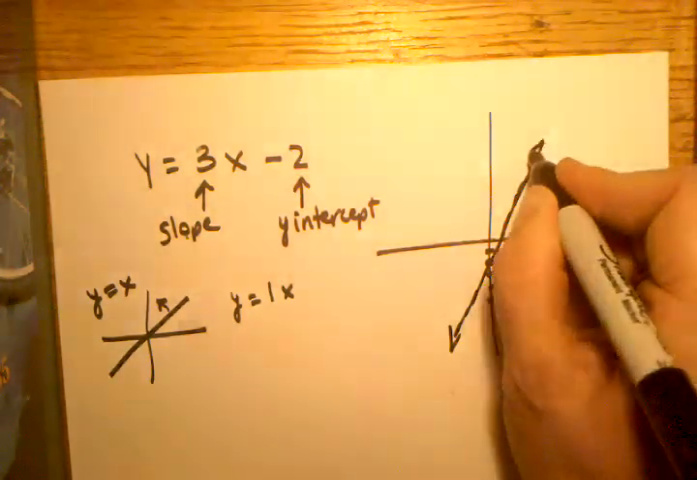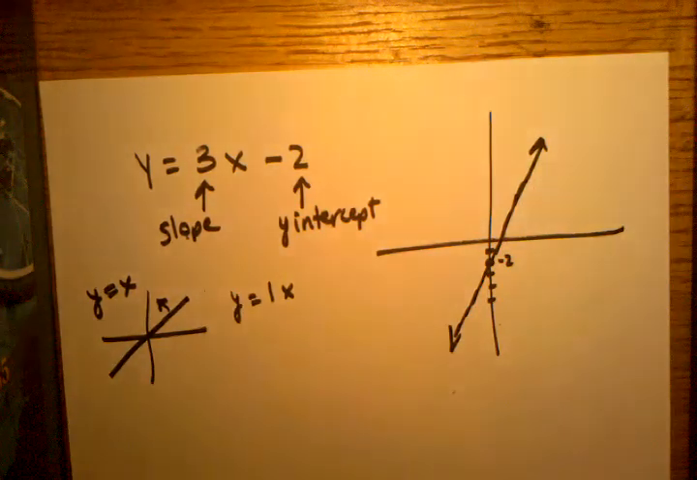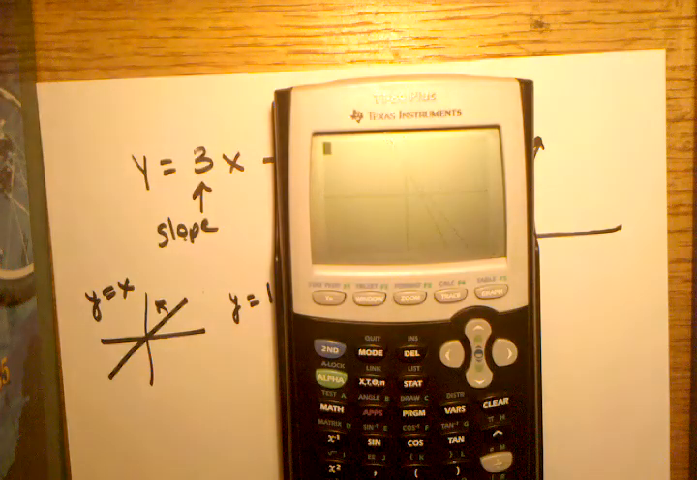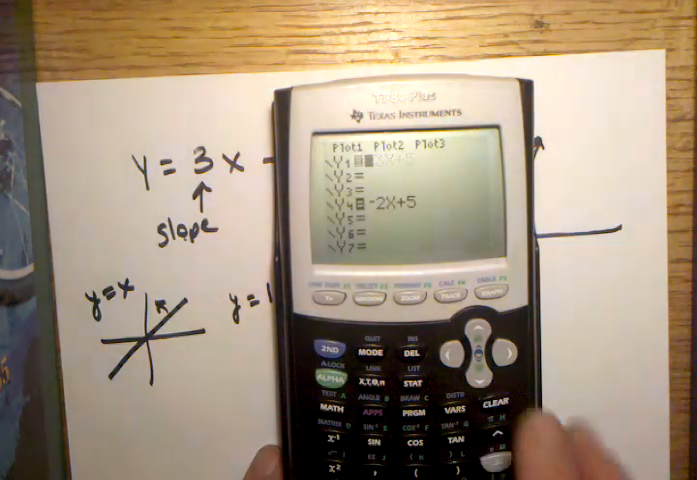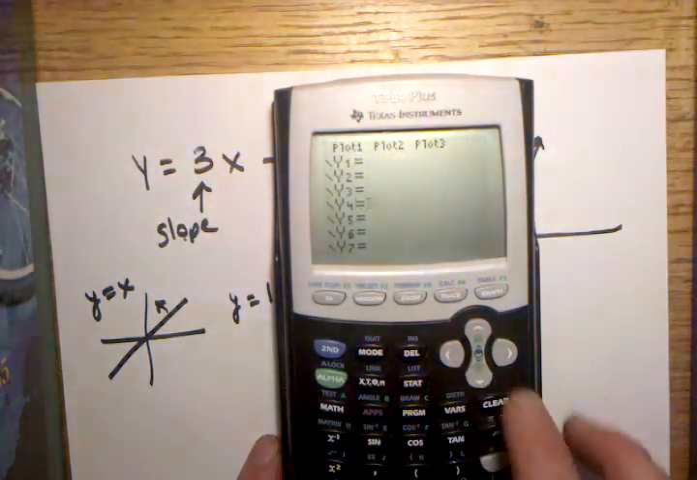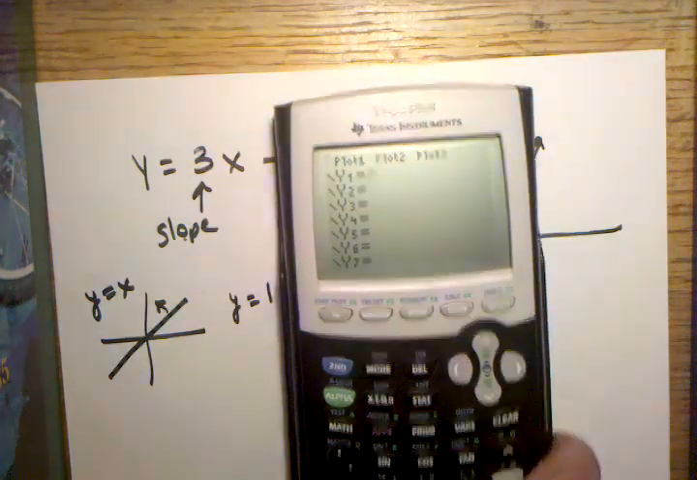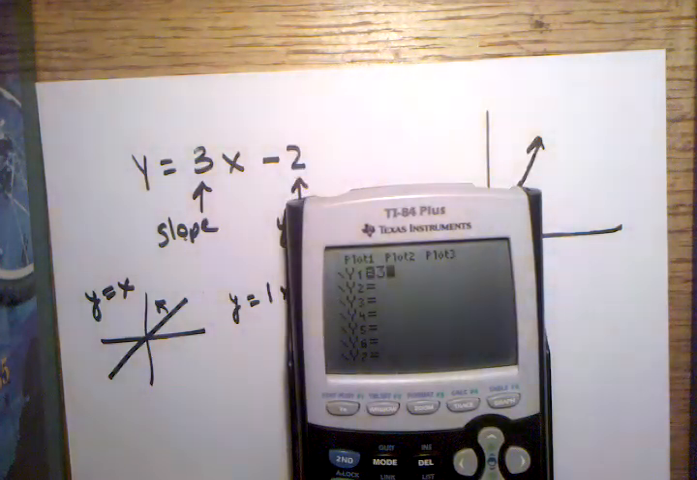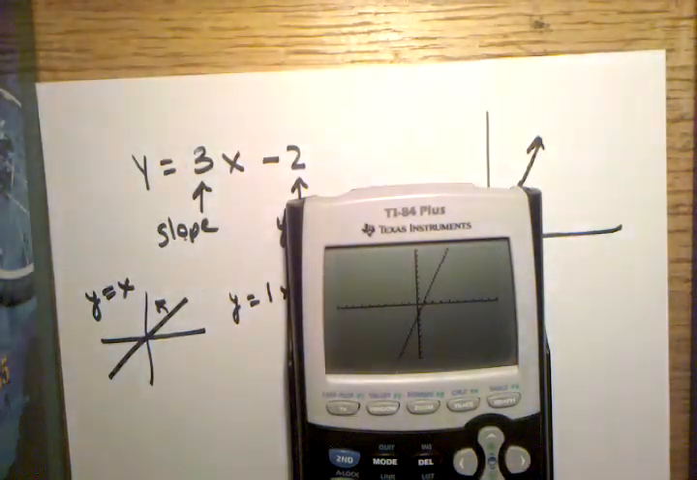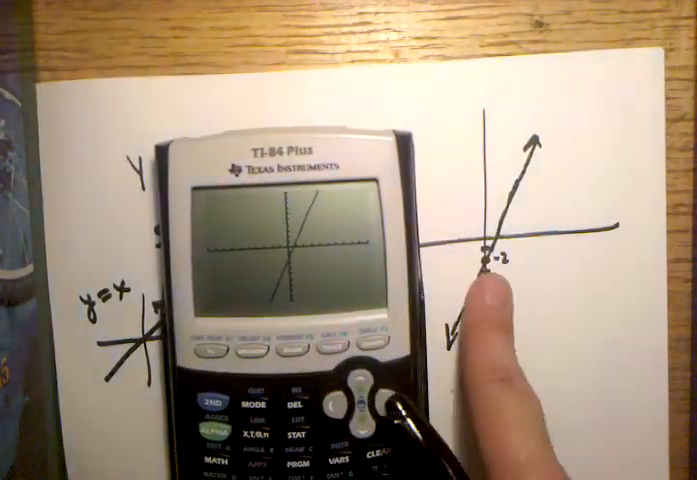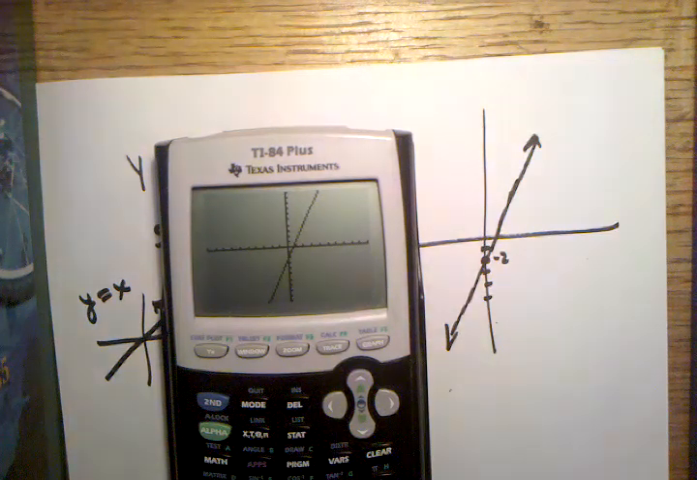Now, I just sketched a graph of y equals 3x minus 2, and just to show how accurate that is when we sketch like that, I'll show you on the calculator. What was the equation again? It was 3x minus 2. When I graph that, that's pretty close to what I have here. It's almost precisely the same steepness.